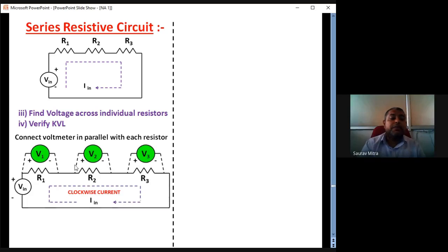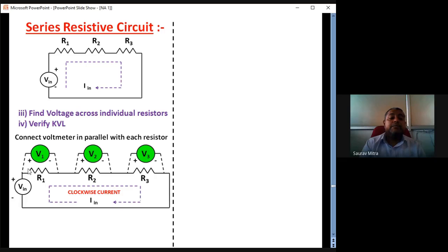What is meant by a voltmeter connected in parallel? This is the parallel connection of a voltmeter. So V1 is the voltage across resistance R1, and this way you can connect a voltmeter across the resistance across which you want to measure the voltage.